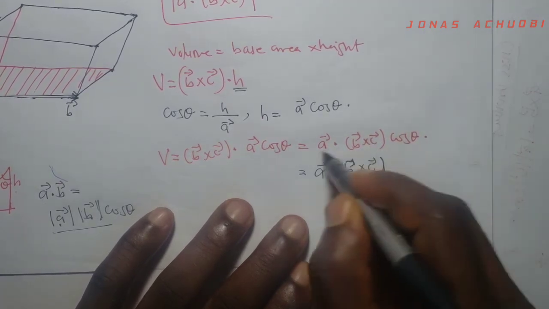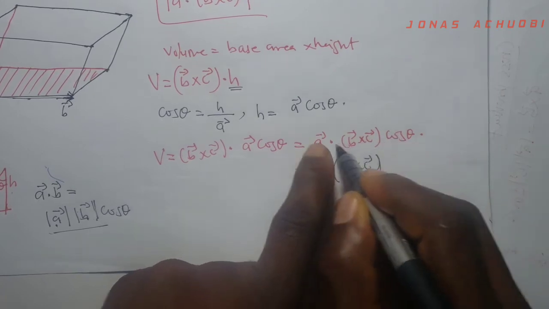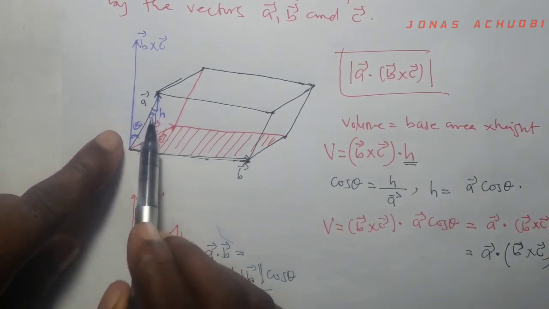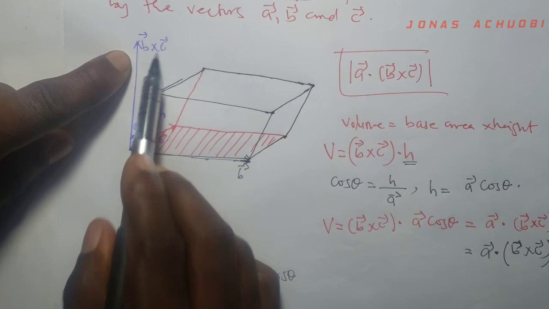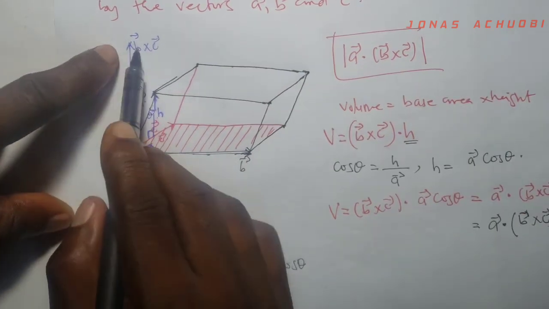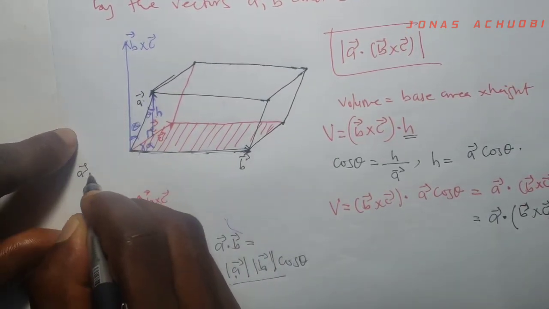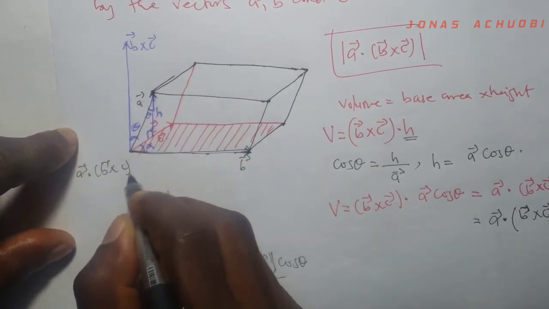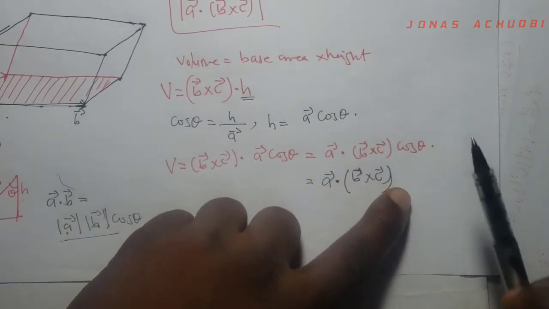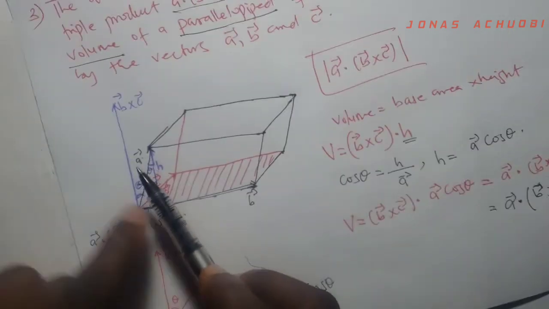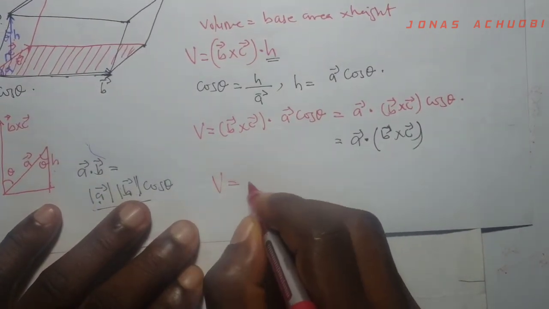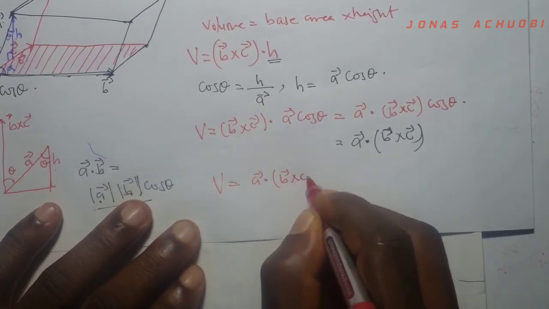This product here is nothing but the dot product of vector A and vector B cross C. The angle between vector A and vector B cross C is theta. So we define this dot product as vector A times vector B cross C times the cosine of the angle between them, which is this. So A dot B cross C cos theta is nothing but the dot product of vector A and vector B cross C. What have we seen? We have seen that the volume of the parallelepiped is equal to A dot B cross C.